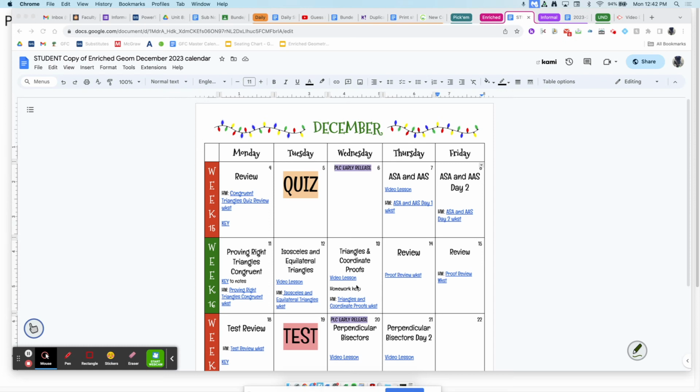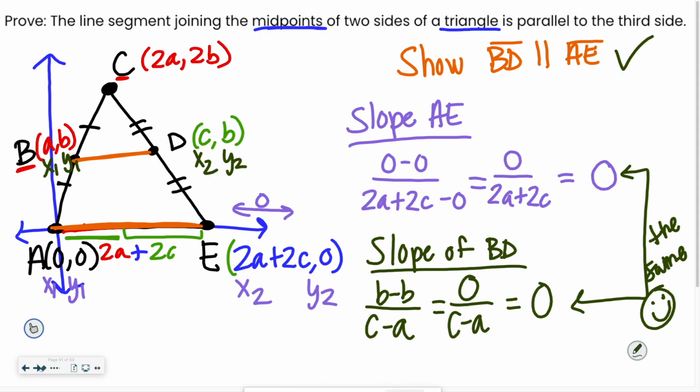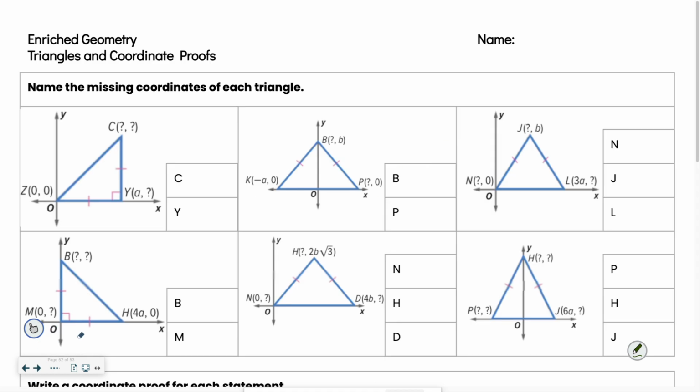Hi folks, we're back. So hopefully you just watched this video lesson on the triangles and coordinate proofs. And now I'm going to go over the homework and maybe give you some helpful hints. So we can talk about some things together here. So this should be the yellow worksheet, I believe.